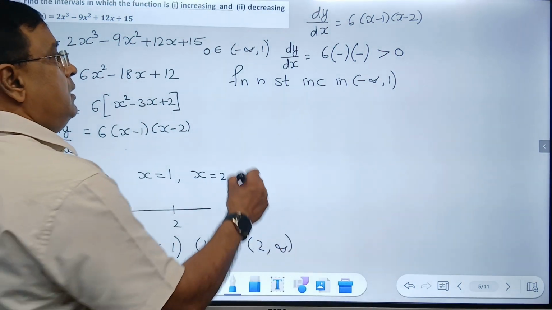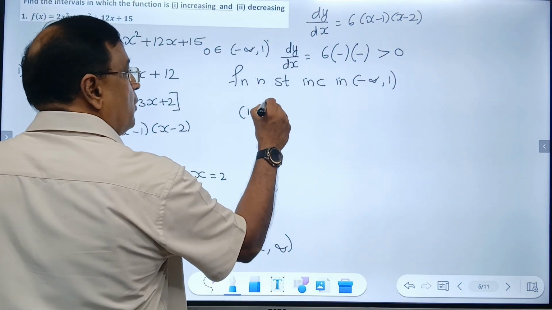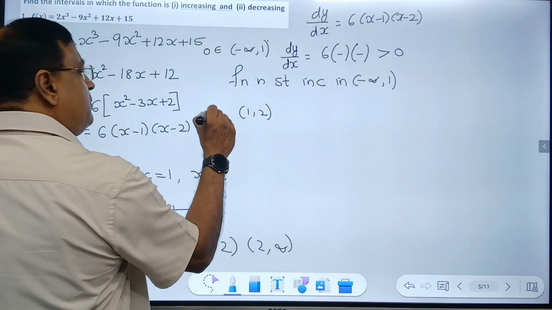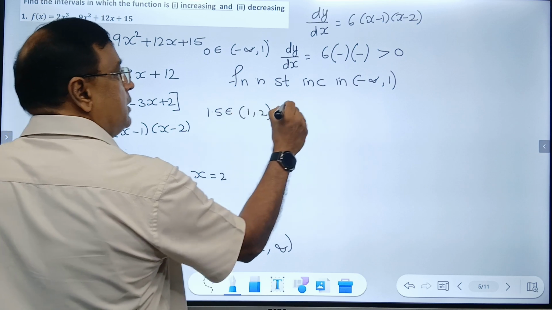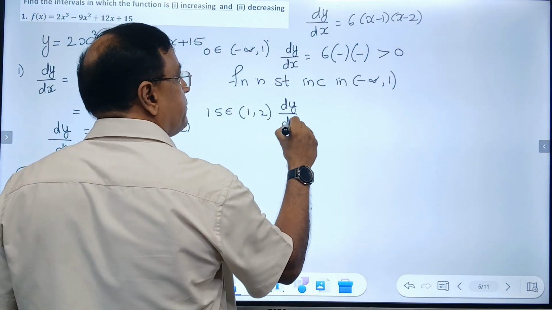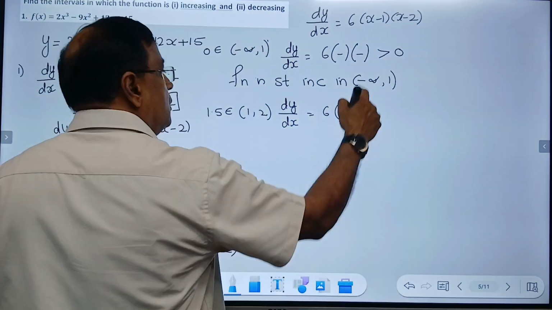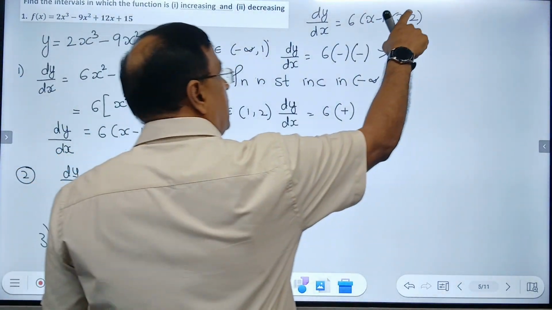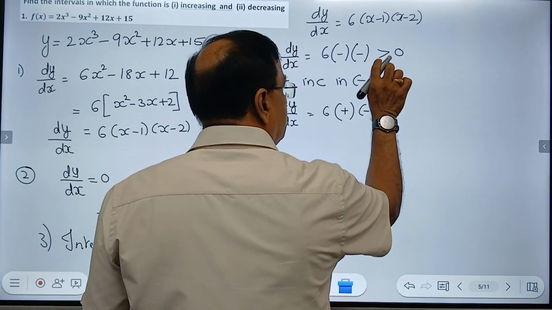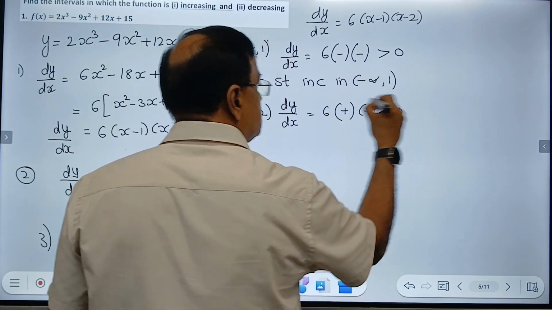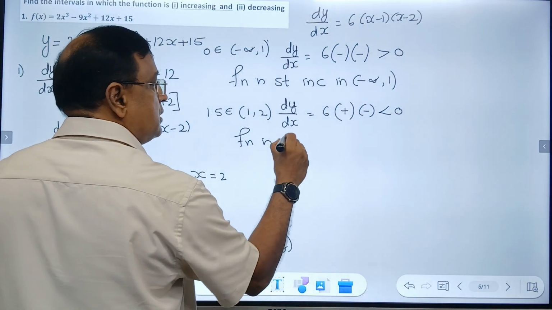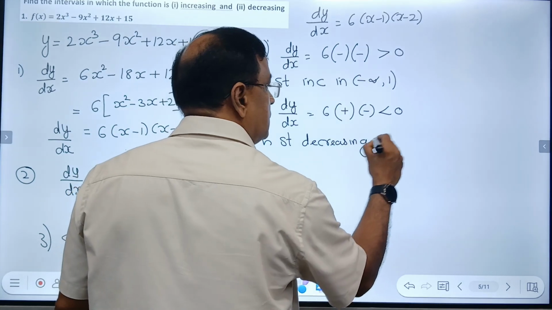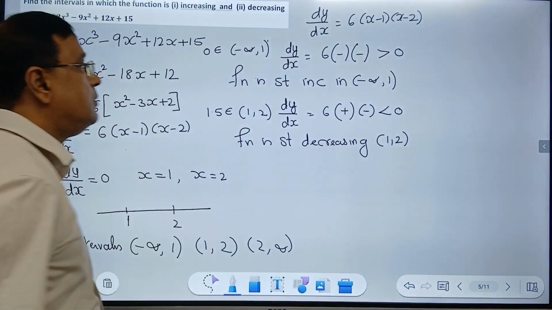Okay. Now choose a number in the interval 1 comma 2. And what number will you choose in between? Some number you can choose. Say I will choose 1.5. Substitute in dy by dx. What do I get? 6 into, what is 1.5 minus 1? Positive. No need to calculate. What is 1.5 minus 2? It's negative. Positive into negative will be less than 0. Therefore, the function is strictly decreasing. Where is it strictly decreasing? In 1 comma 2.